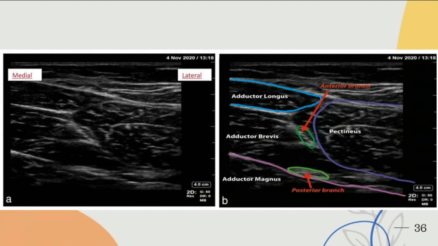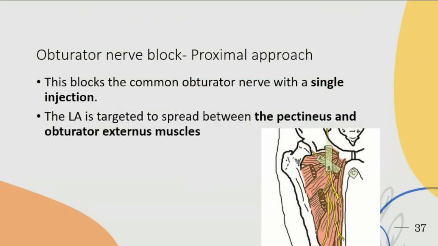This is the proximal approach. Sorry, my slide is a bit blurry. I show the proximal approach first. This is where you block for the proximal approach. Just now the distal was a bit lower, where you can view the three adductor muscles. This one is higher up. Here, you need to visualize the cutaneous and the obturator externus.